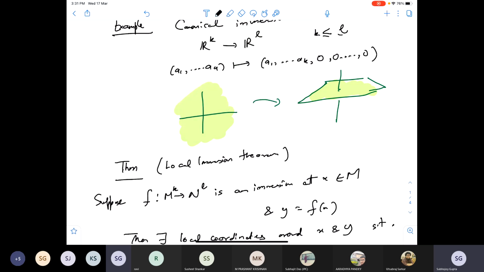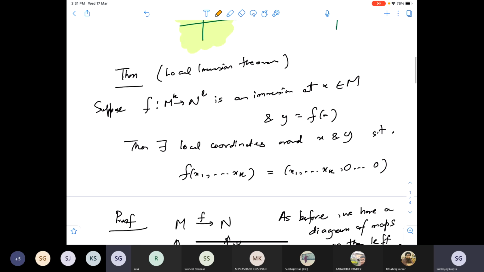This is R^2 mapping into something sitting inside R^3. So this is an example of R^2 immersing in R^3, right? And so locally, whenever you have an immersion between smooth manifolds, this is the picture.